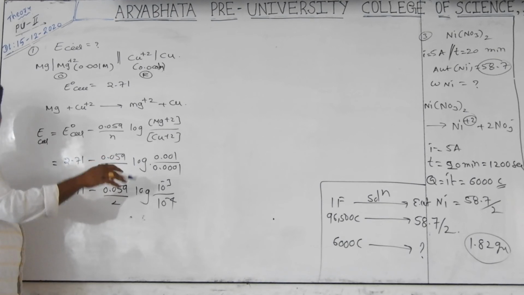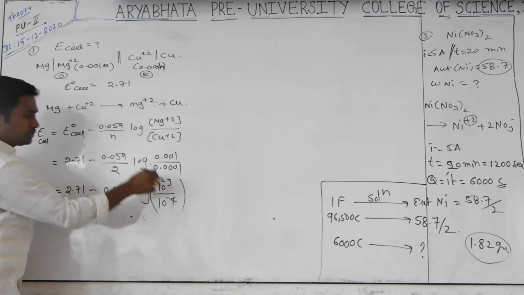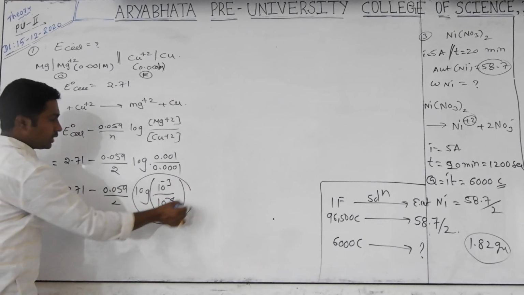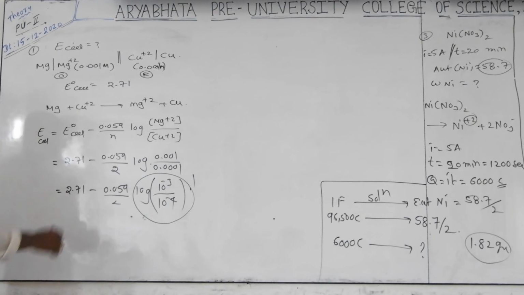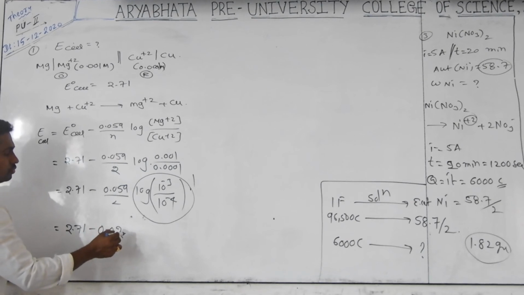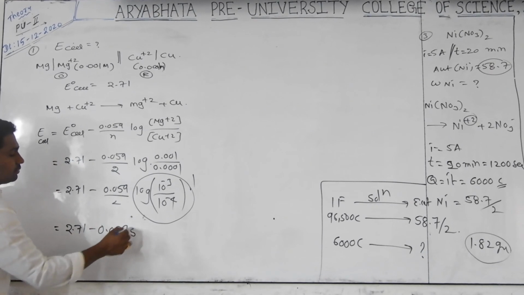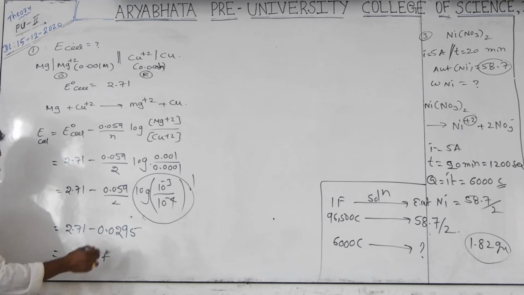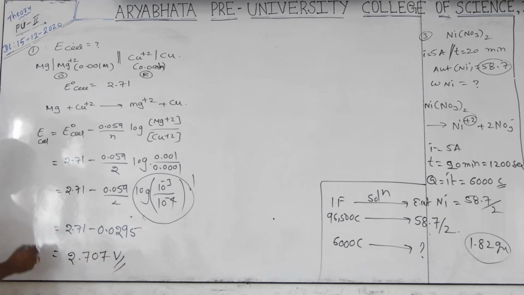Can we do it or no? We do the simplification of this term. It becomes 10. Log 10 to the base 10 is 1. The whole term becomes 1. Then do simplification. 2.71 minus 0.02095. That's it. This comes to 2.770 volts. E cell.